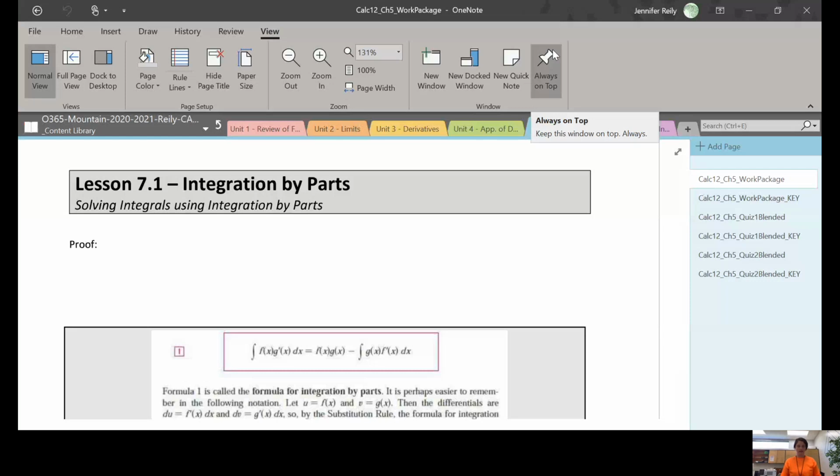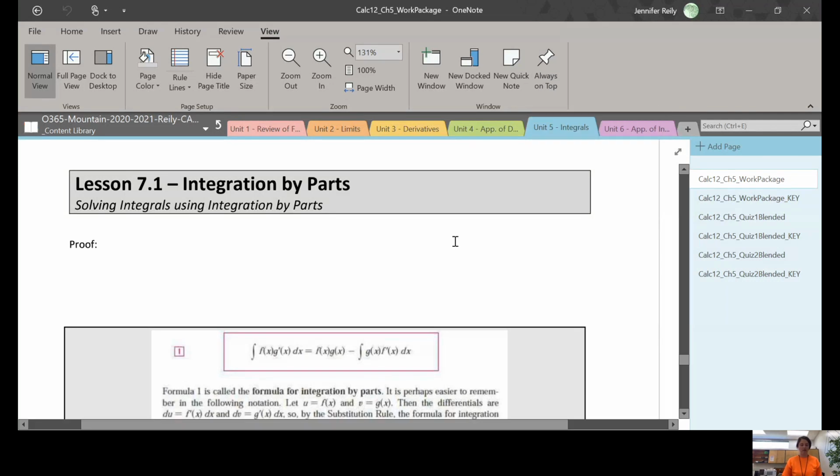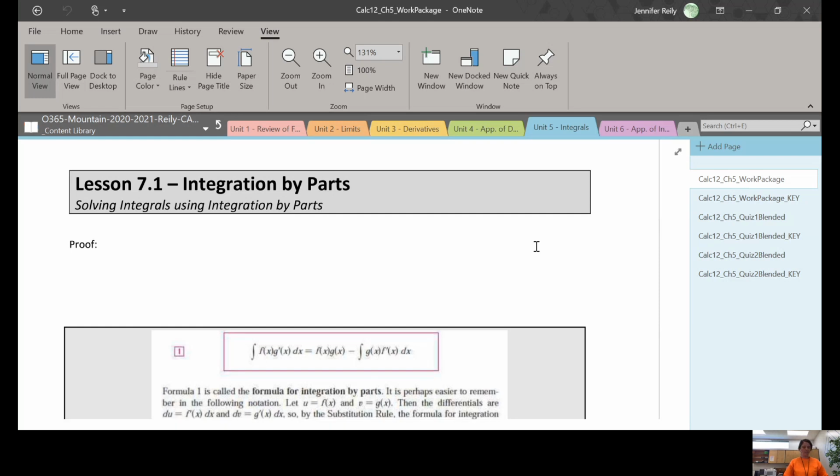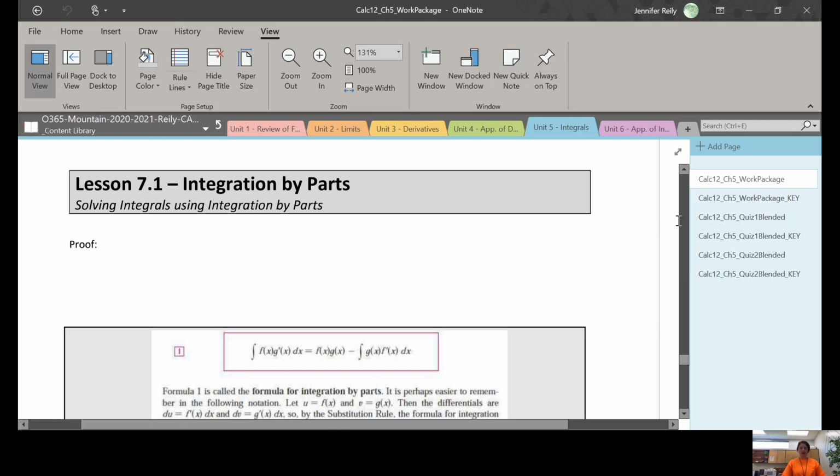Okay, this video is to go over the last lesson in Unit 5, which is actually Section 7.1 in the textbook. Normally we do all of Chapter 7 in Calculus 12, but this year we're just going to do this one section, so I've put it in with Unit 5. Okay, so this is the last integration strategy we're going to be learning this year. So this is integration by parts.